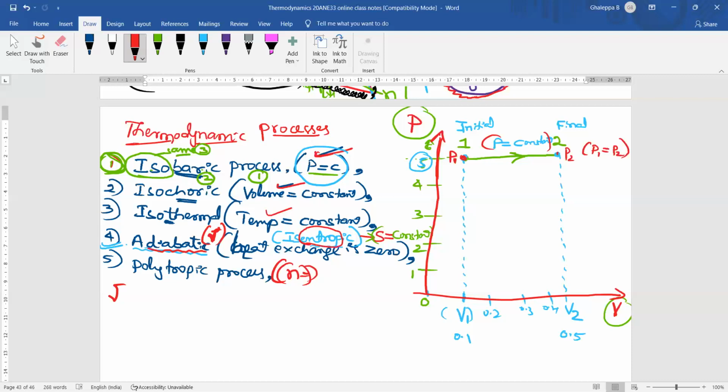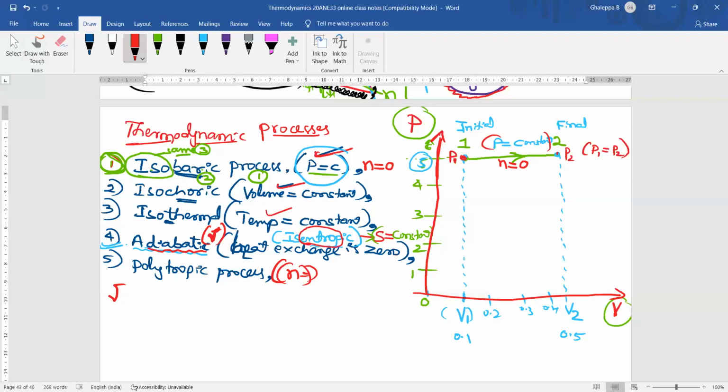And here the value of n is 0. Keep in mind, if someone asks you in the interview, what is the polytropic index for isobaric process? You should say n is equal to 0. Okay. All these are new points, new concepts you must remember within thermodynamics.